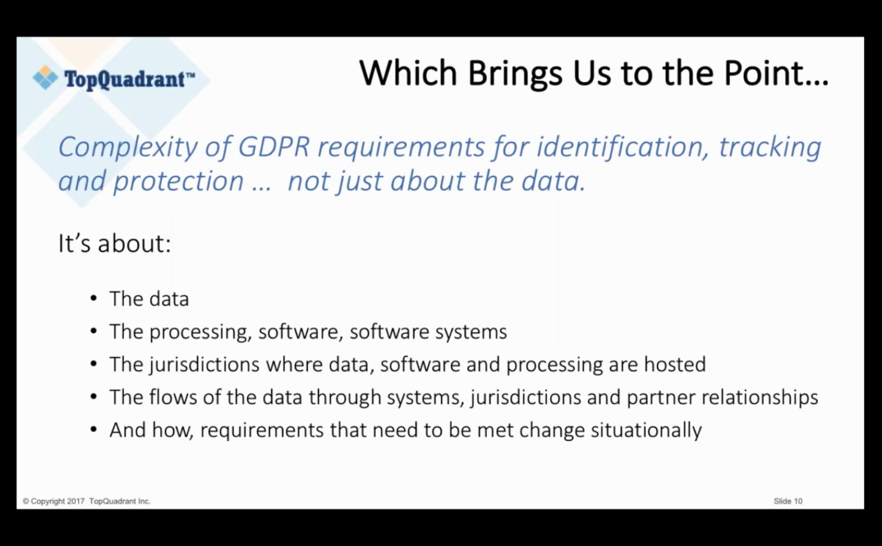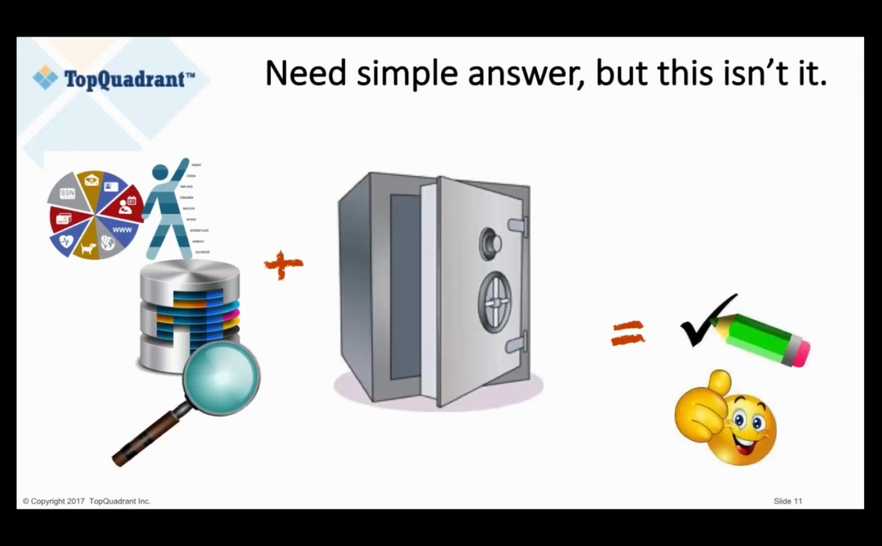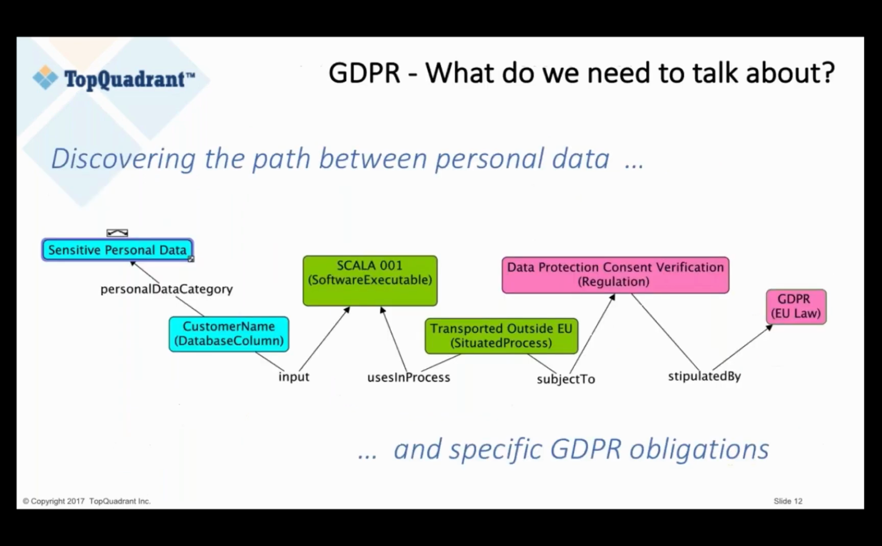GDPR regulations apply differently in different situations. We need a simple answer, but it's not about finding the data and locking it up. We need to be able to address or talk about a chain of relationships, because GDPR compliance is not just about the data, it's all about how things are related and where the data flows.